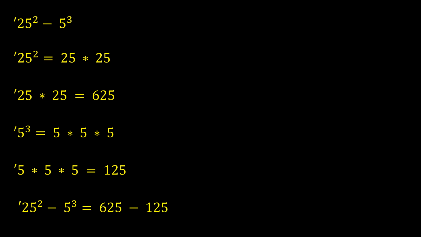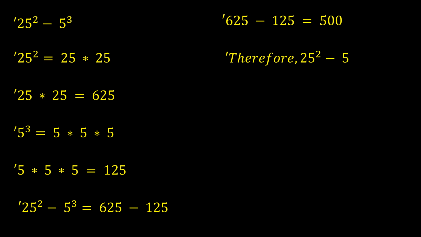Now we substitute these values back into the original expression, 625 minus 125. 625 minus 125 equals 500. Therefore, 25 squared minus 5 cubed equals 500. The final answer is 500.